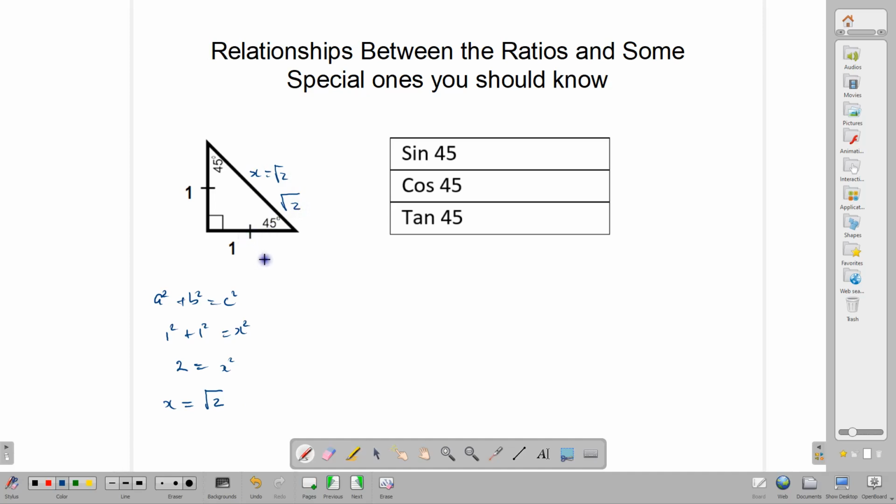For our purposes, I'm not going to find that number in a calculator because I want to keep it exact. Once you put this number in a calculator, it's an irrational number. You will not be able to contain it. So let's keep it as root 2.